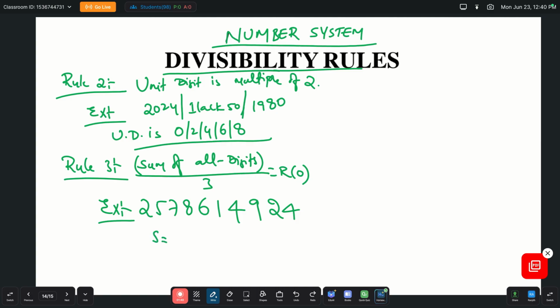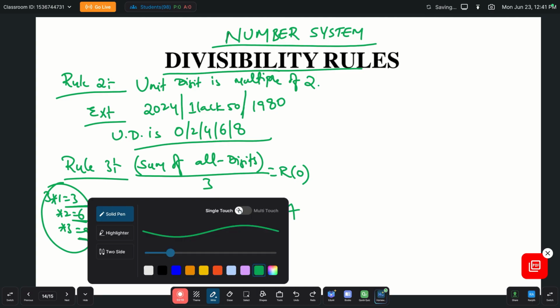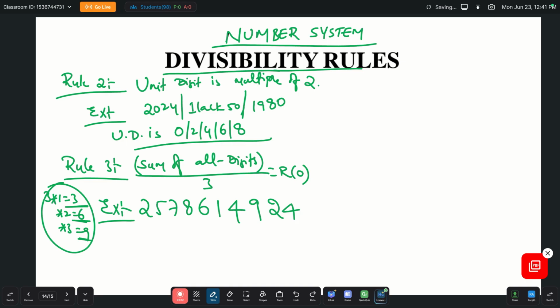Instead of adding all the values, what is the other method to find the divisibility rule for 3? In the 3 table, 3 ones are 3, 3 twos are 6, 3 threes are 9. In the given number, wherever you get 3, 6, 9, we cancel those values. So 7 plus 2 is 9, and 8 plus 1 equals 9.